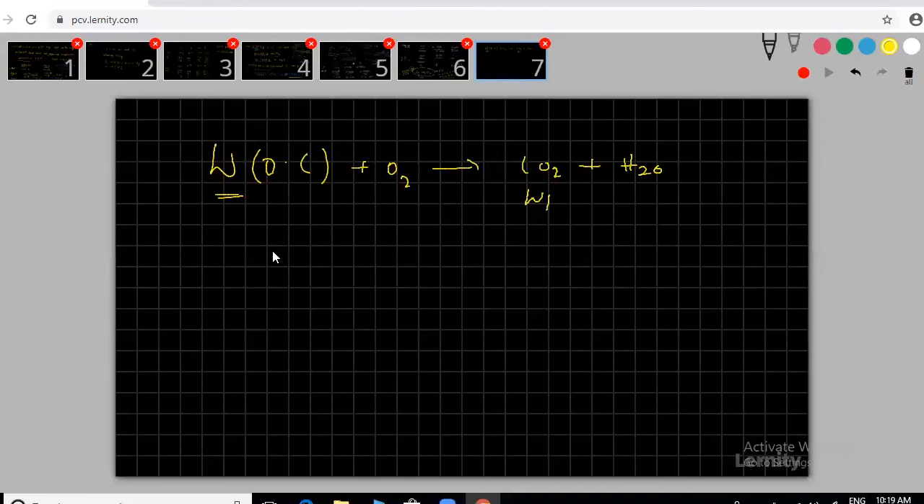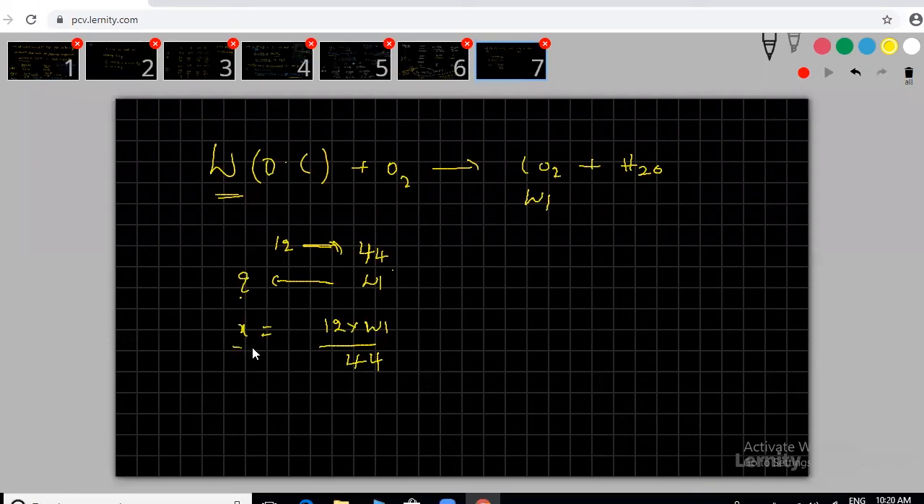We know the percentage of carbon in carbon dioxide. Generally, 12 grams of carbon is present in 44 grams of CO2. Is it correct? Then W1 grams of CO2 contain how much carbon? X equals 12 into W1 by 44. Clear? This is the weight of carbon in the compound.